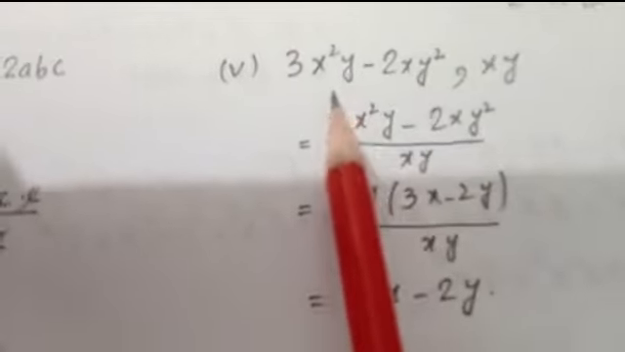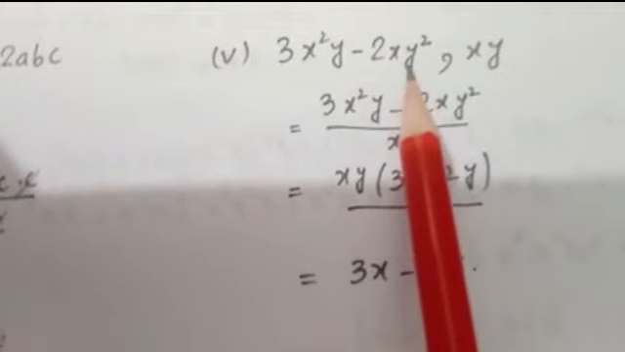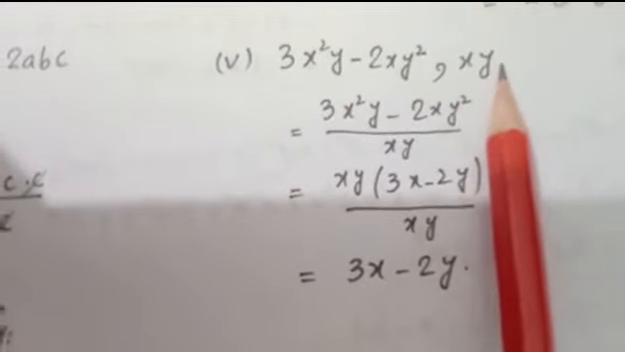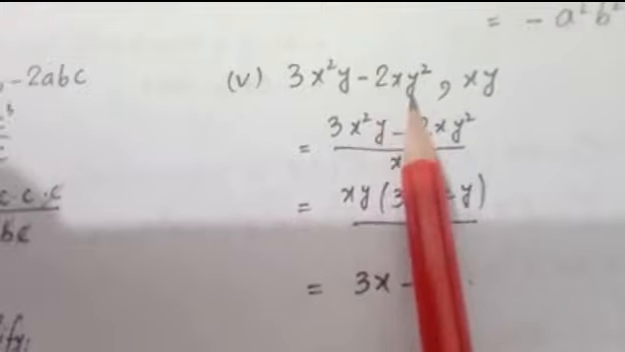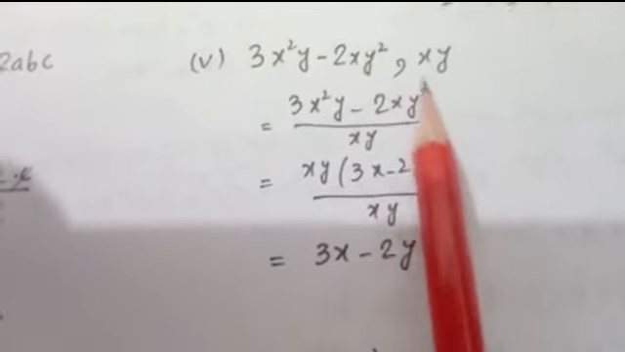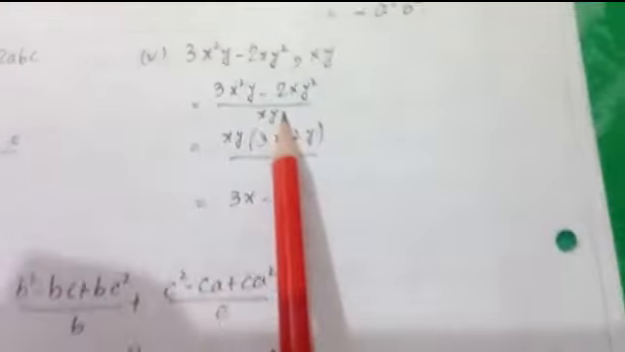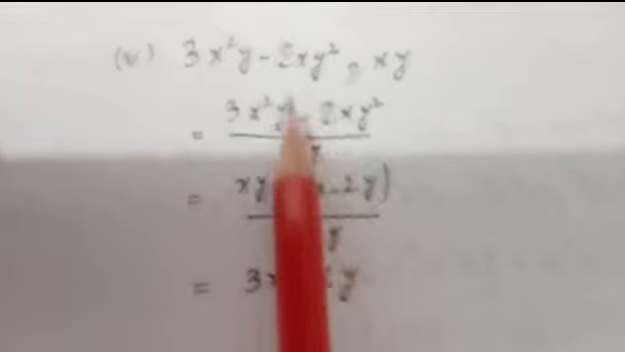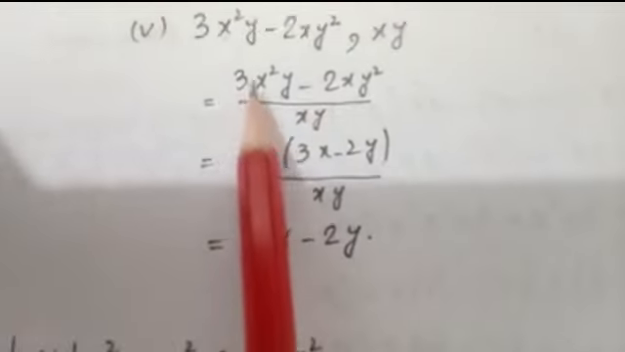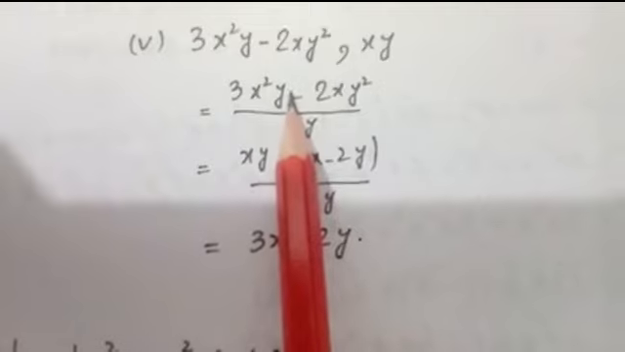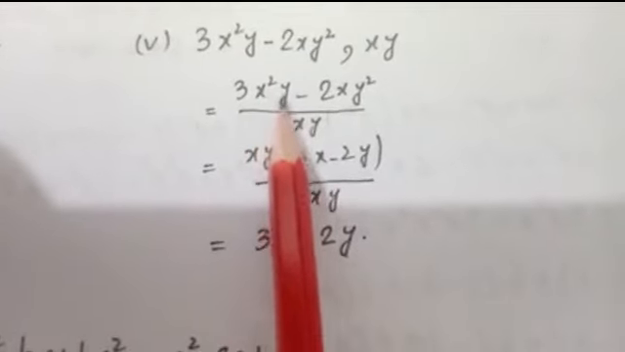Now last part of this question, 3x^2 y minus 2xy^2, and second expression is xy. So we will write this first expression as numerator and second expression as denominator. Now take common factor of this numerator. Common factor is x and y. So take common xy from these two terms.